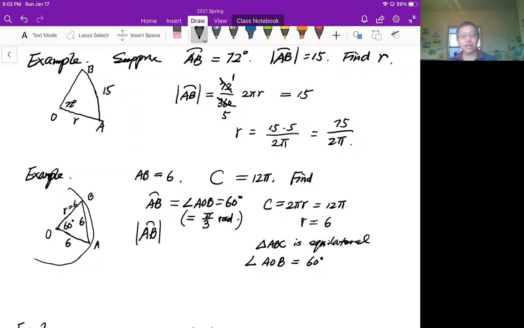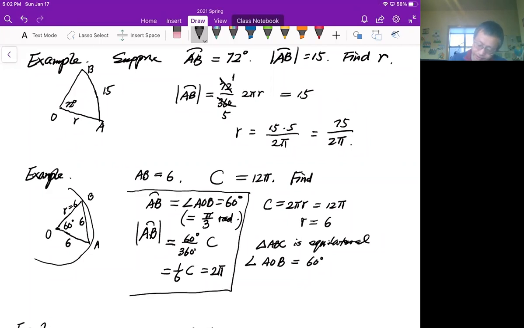Second question, what's the arc length? For the arc length, I know that first of all I have the complete circle, the circumference, and then the denominator will be 360. The numerator will be just 60 degrees. 60 over 360 is actually 1 over 6. That's 1 over 6 times the circumference, and the circumference is equal to 12 pi. So 12 pi divided by 6 is equal to 2 pi. So that's the answer here.